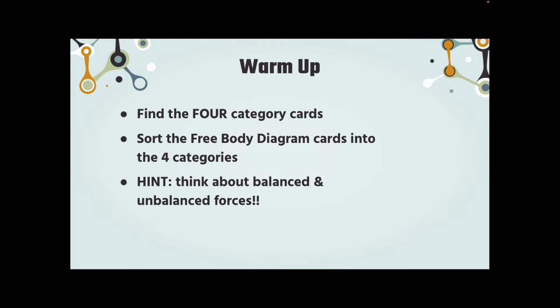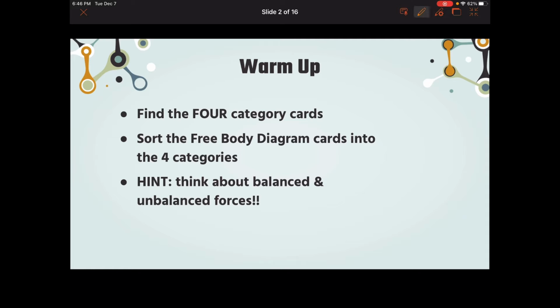My big hint for you is to think about balanced and unbalanced forces, right? When we have a free body diagram and we have arrows that are the same magnitude, the same length, what does that mean? And when we have arrows representing forces that are different lengths, different magnitudes, what does that mean? Go ahead and take 5 minutes, work on your warm-up, and then come on back.